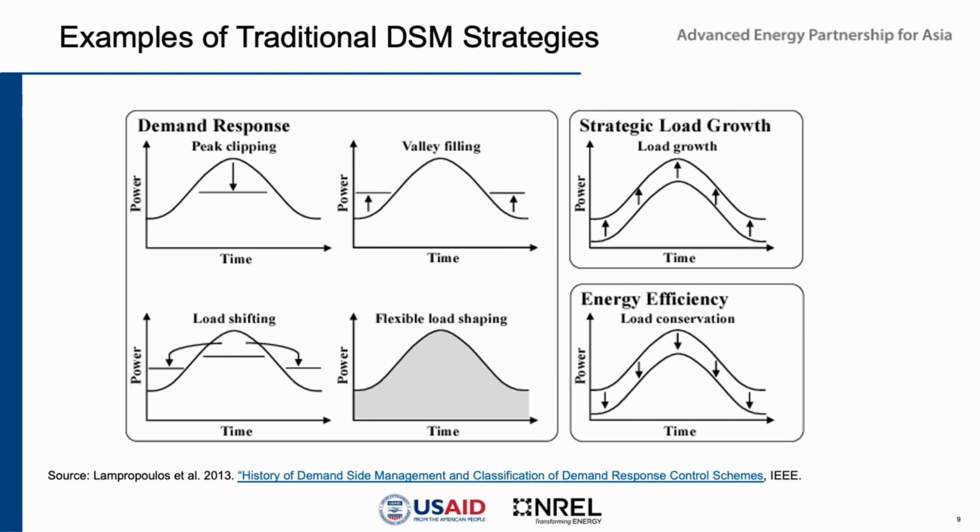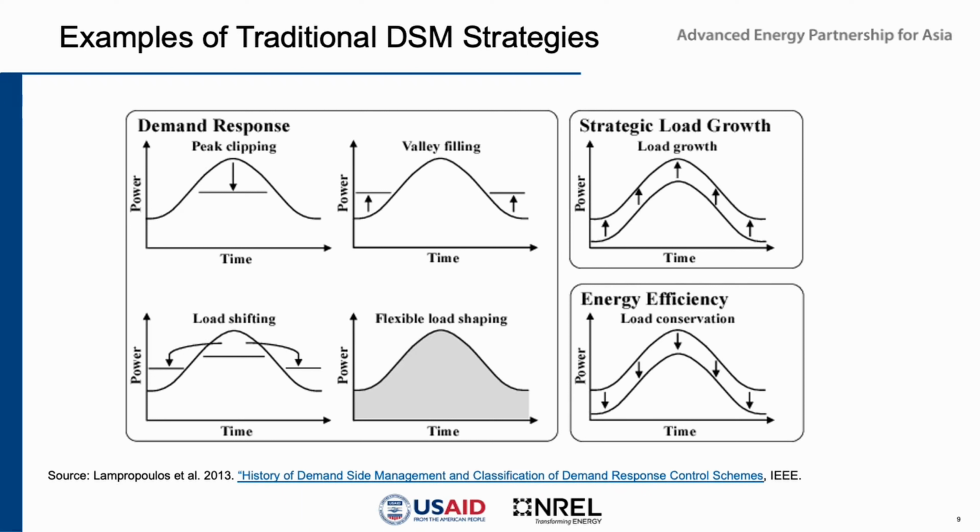That's when electricity is the most expensive, when you need to have expensive peak generating units on and when transmission is highly congested. That's the strategy there under peak clipping.